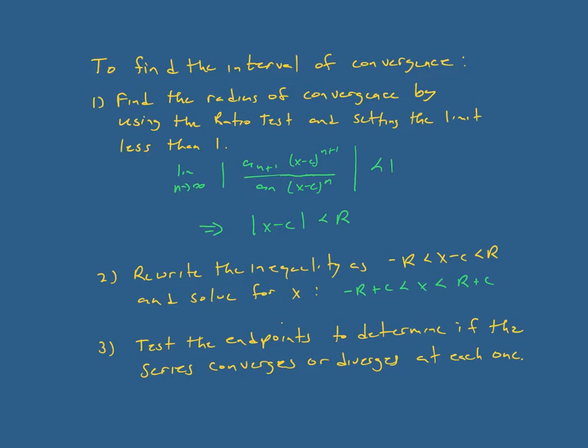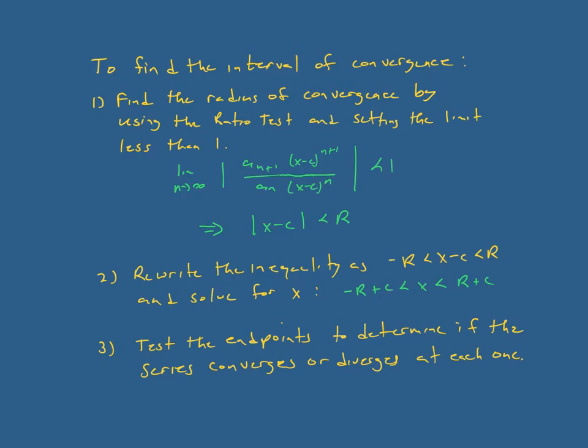Okay? Once I do that, now I'll know what my radius of convergence is, and I know then that the value of x minus c is going to fall between negative r and r. So I'm going to rewrite it as a compound inequality, and I can solve for x. So I get negative r plus c is less than x, less than r plus c. And that now gives me an interval of values, and I have these endpoints.